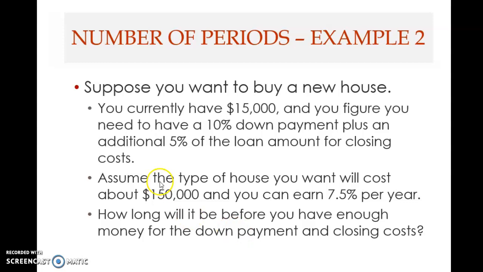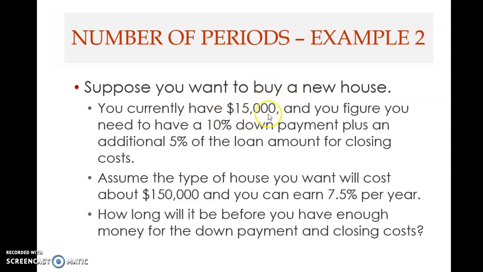Note this. Even though this problem looks a bit complex, it's actually a simple time value of money problem. It has a lot of information, so you need to identify the 3 known elements and the 4th unknown element. Of course, the 4th unknown element comes from this question: how long will it be? So "how long" means the unknown element is n, the number of periods. Okay, so what is known? You have 15,000. So this is known.